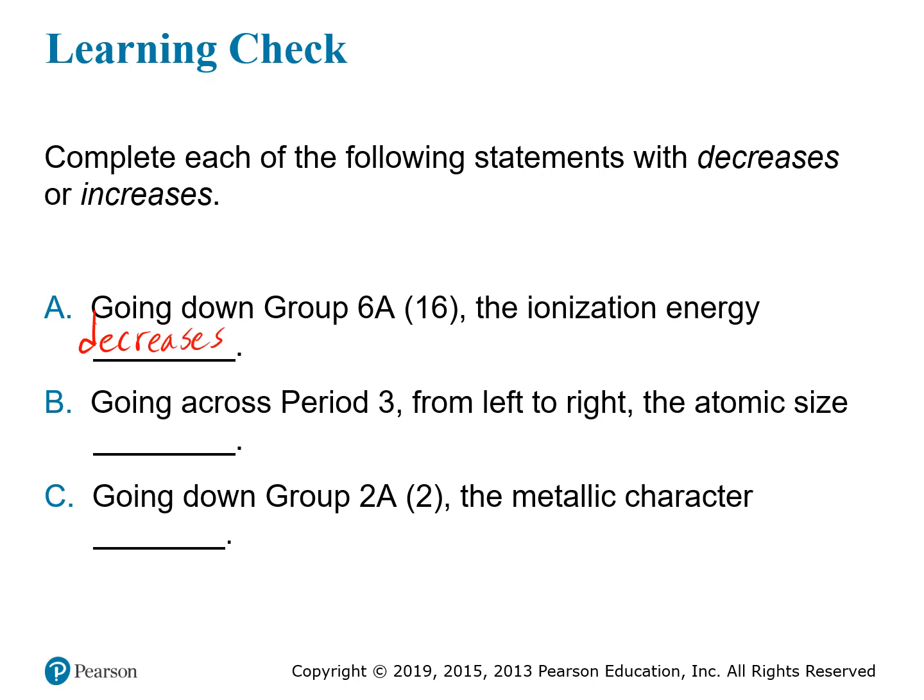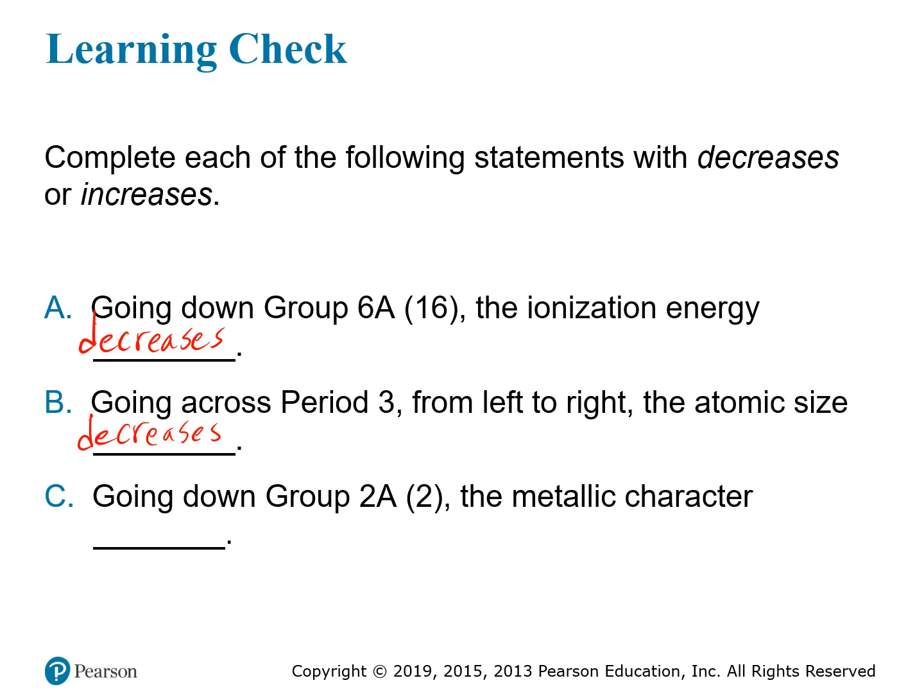Going across period 3 from left to right, the atomic size decreases. Going from left to right on the periodic table, the atomic size gets smaller. And that is because as you put more protons into the nucleus, it pulls the energy levels closer to itself.